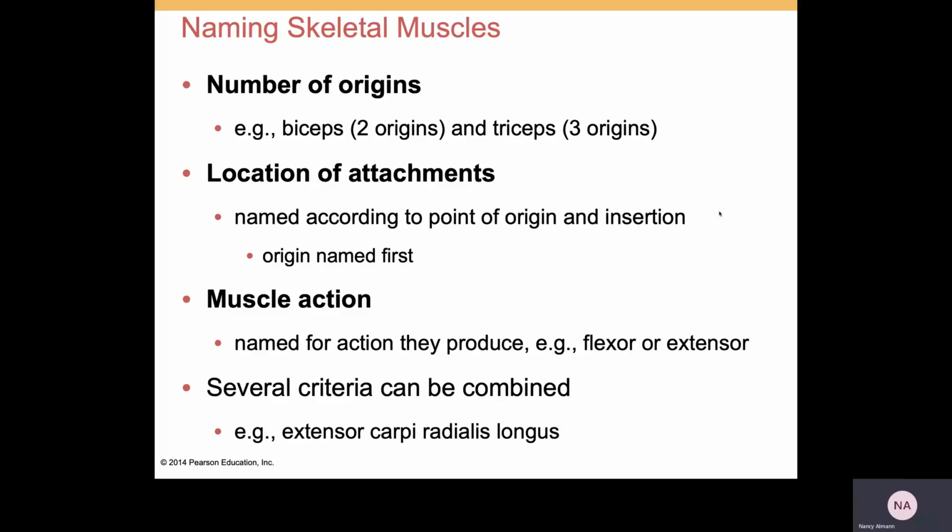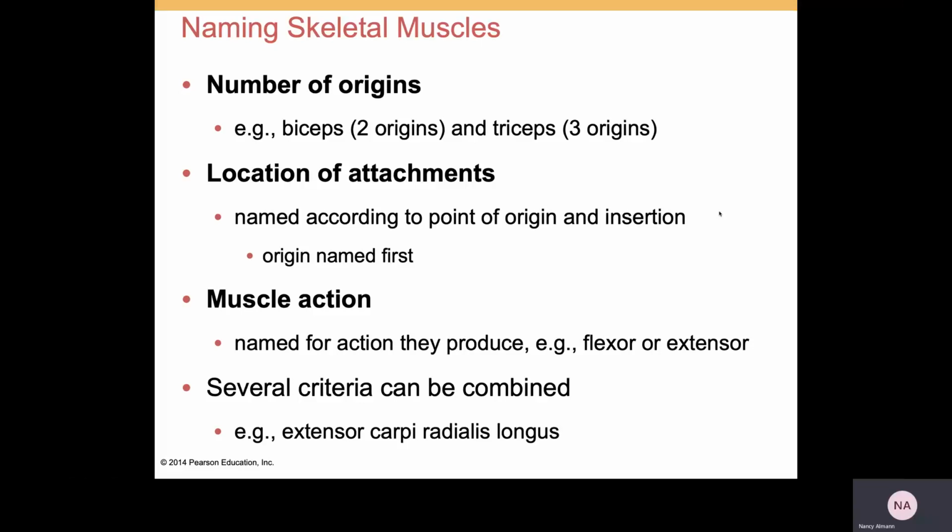Sometimes we name them after the number of origins. So we have two sets of biceps muscles, biceps brachii, two heads or two origins, or biceps femoris, two origins. Triceps brachii has 3 origins, hence the tri.